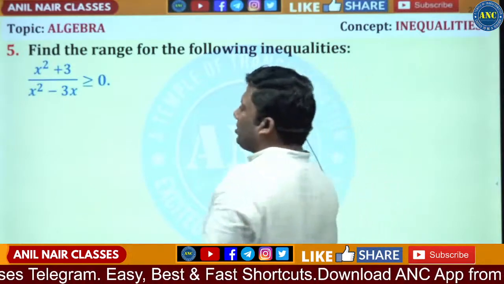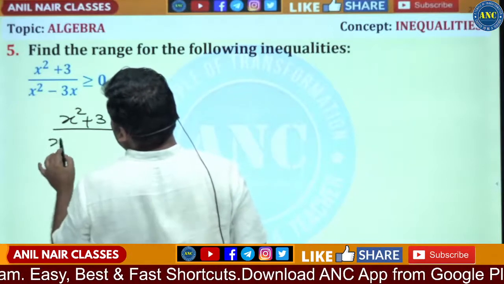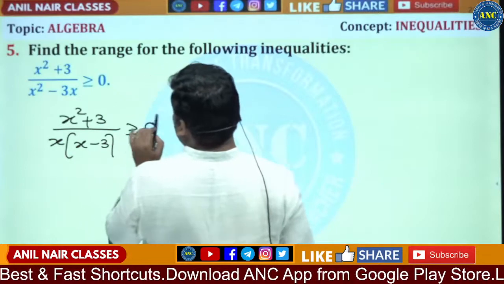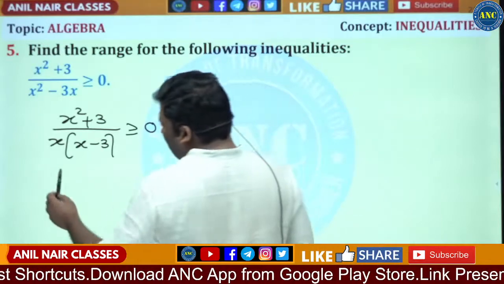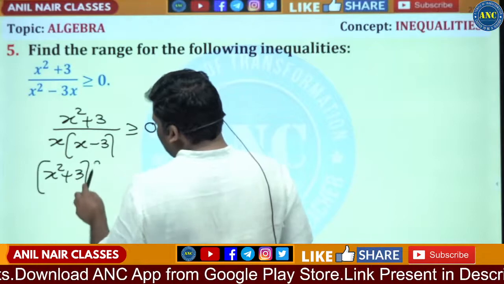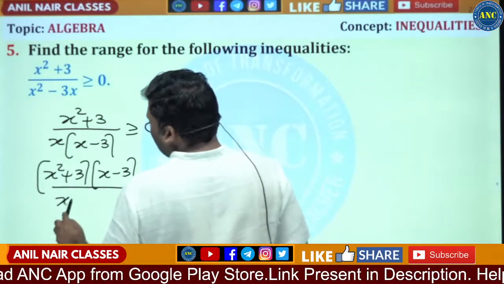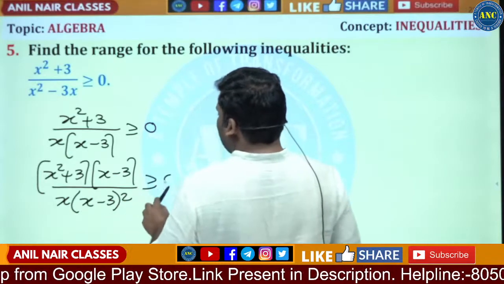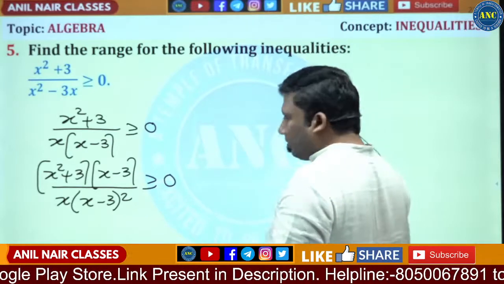(x square plus 3) divided by x into (x minus 3) greater than or equivalent to 0. So this will become (x square plus 3) into (x minus 3) divided by x into (x minus 3) whole square greater than or equivalent to 0.